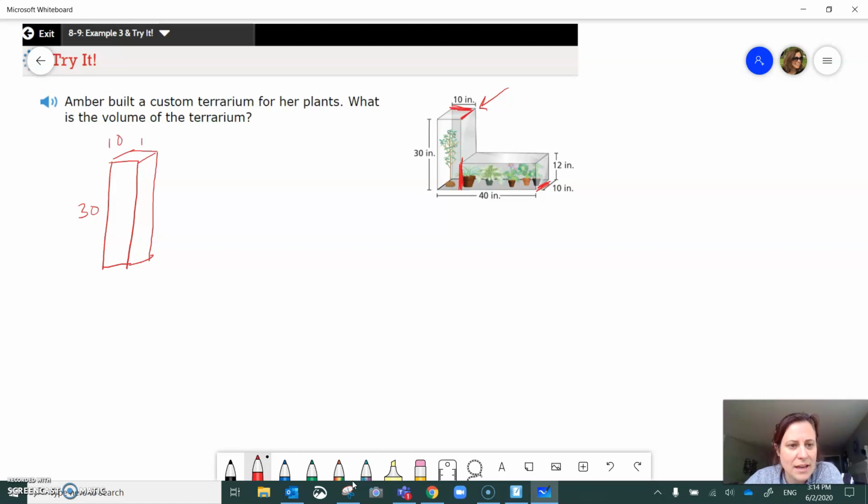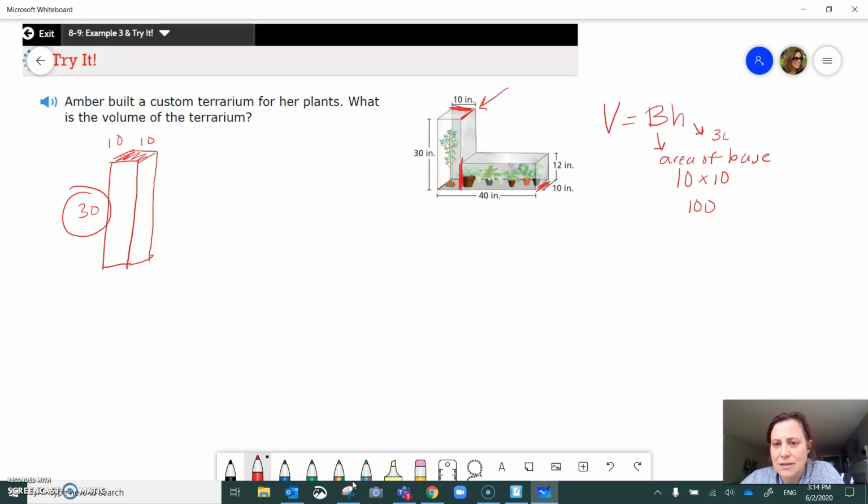So actually it's a square. So we know that the formula is volume equals the area of the base times the height of the prism. And this base is a square. So the area of that base is 10 times 10, which is 100. And the height of this prism is 30.